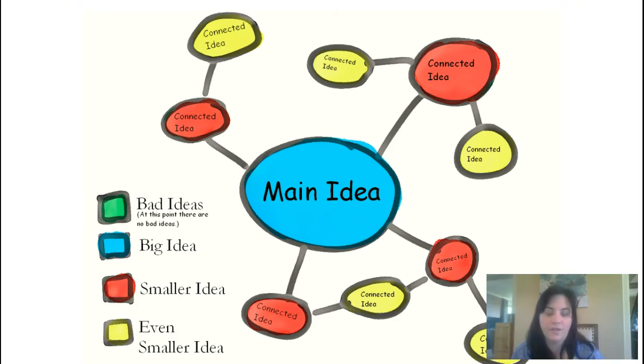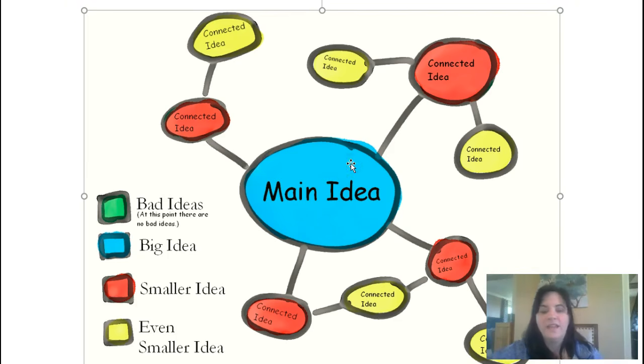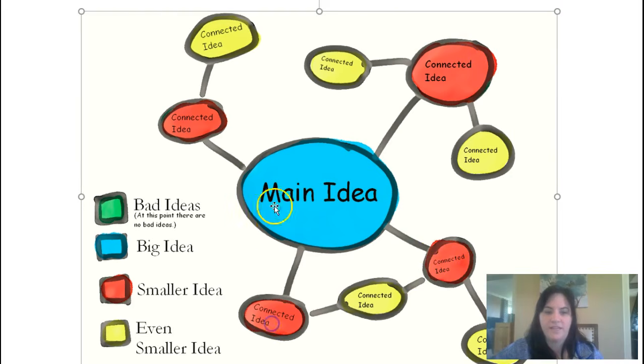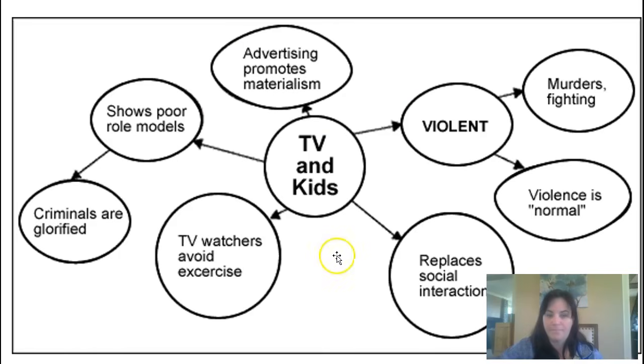This is generally what a cluster looks like. You start with your topic, your main idea in the middle, and then you think of smaller ideas that fit within that topic, and that's what's here in red, connected ideas. Then from there, you think of even finer details that can connect to each of those red ideas, and as you go, you come up with more and more details. The great thing is, though, you see how all these details are related by the lines. Let's look at some examples of student work.